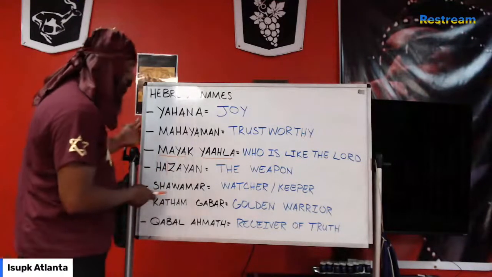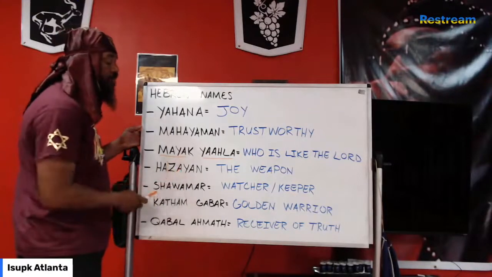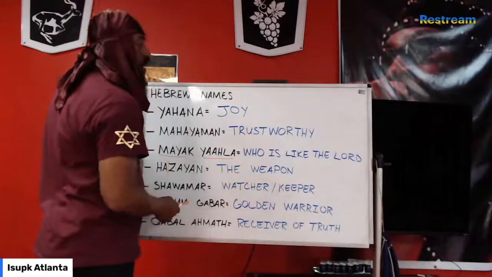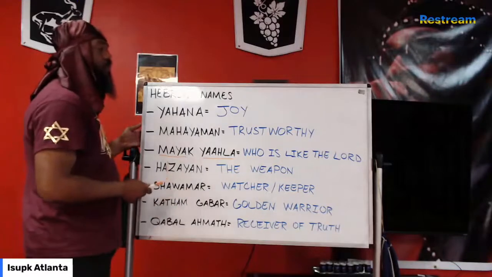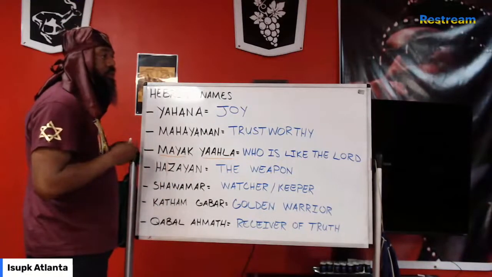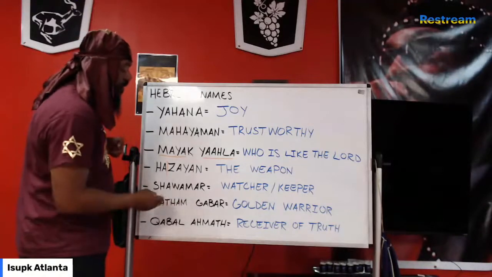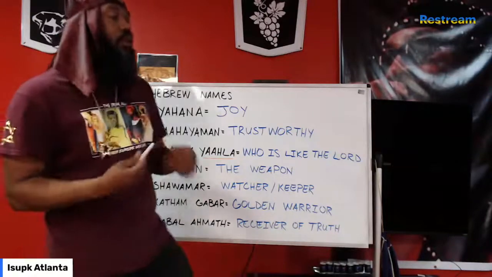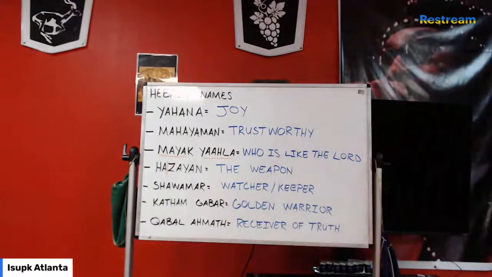Then let's look at Sharamar. In this context, it's pronounced Sharamar, meaning watcher and keeper. But guess what the root word of Sharamar is? Shamar. That's right. Shamar is actually the root word of this. So knowing some of these tricks makes it easier to actually read the text.